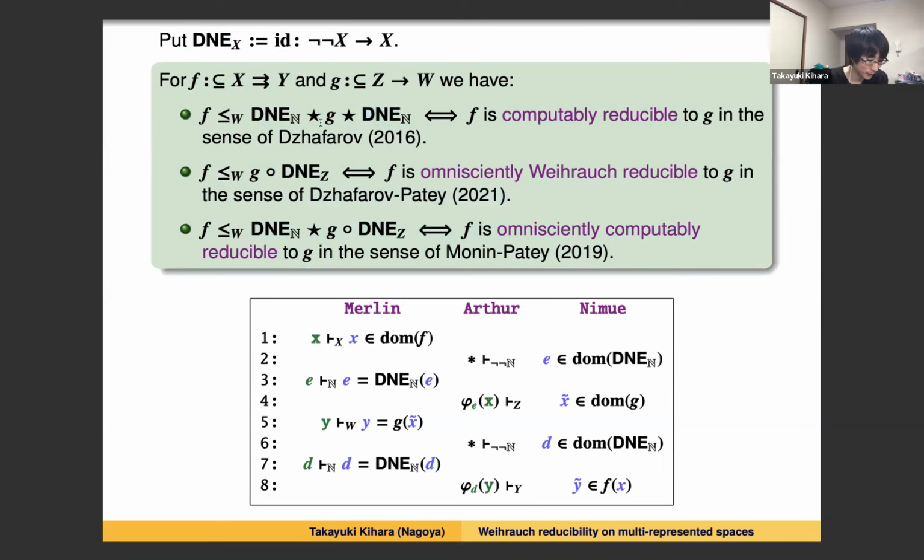But one point is that the definition of compositional product needs to be extended to multi-represented spaces appropriately. It can be defined using a winning strategy for a game that ends in a short round. So it's possible to define this compositional product, but I don't explain the details. Anyway, we can characterize several variants of Weihrauch reducibility using double negation space.